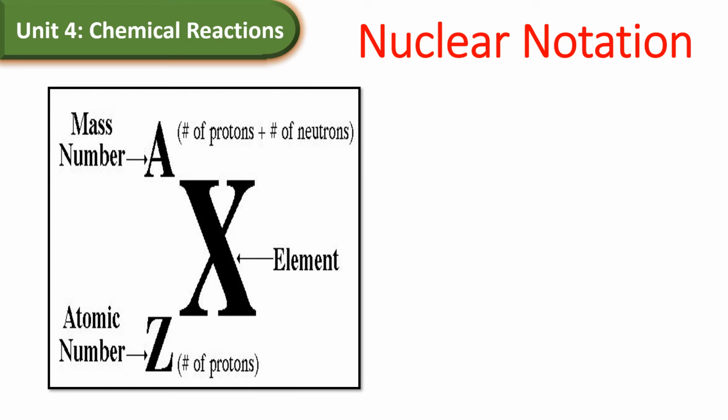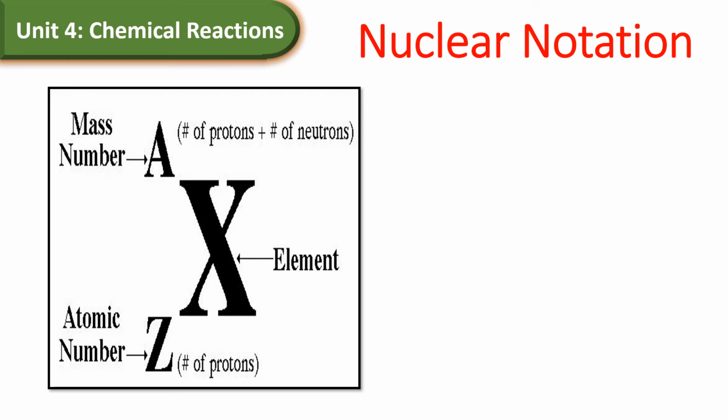Now for scientists, they write this element that represents your mass number and atomic number at the same time. So they use this A X Z, wherein your A here represents your mass number, your X here represents your element, and your Z here represents your atomic number.